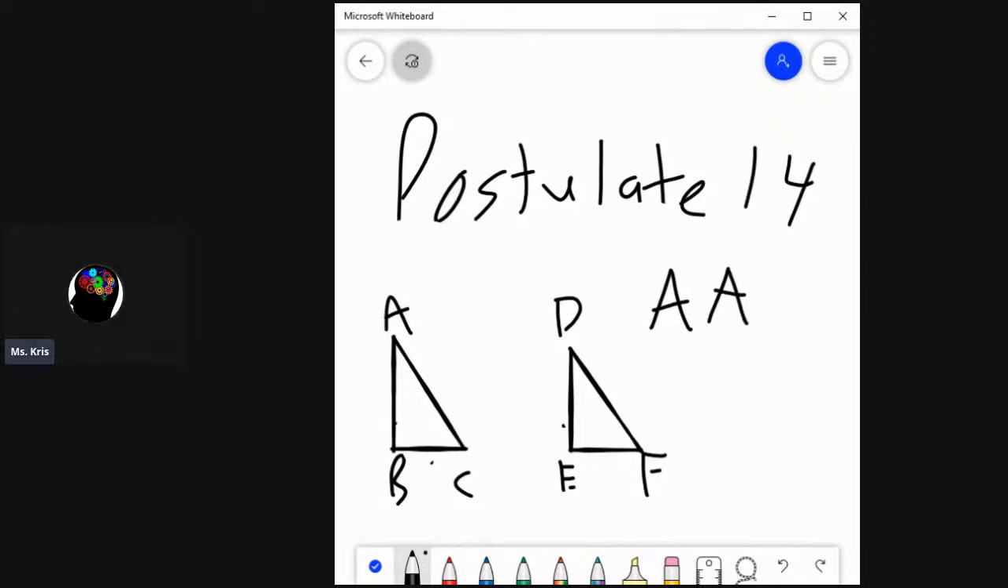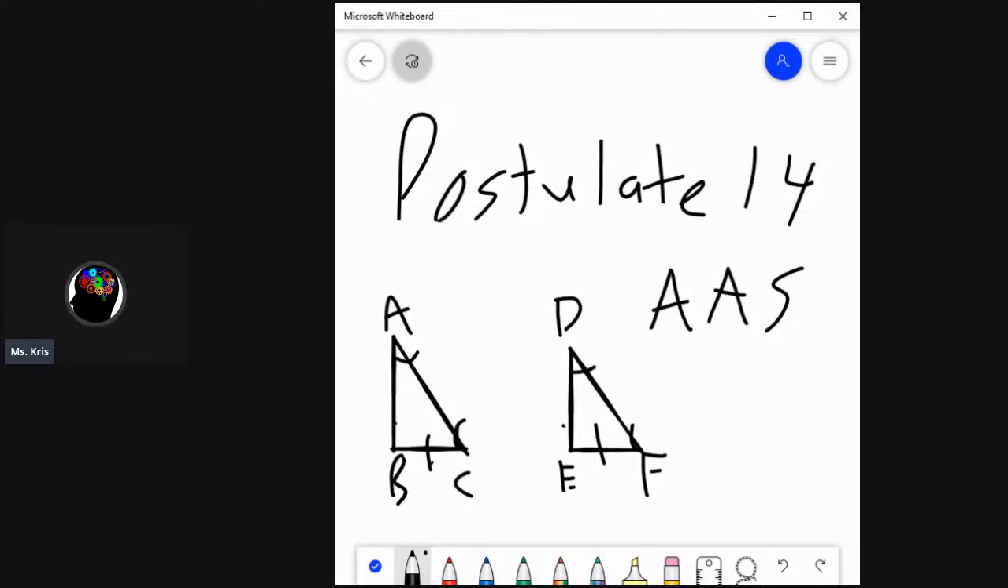Well, the theorem of angle, angle, side. All that means is if I have two corresponding angles and a side, I can prove my theorem of triangle congruency by saying the theorem angle, angle, side, which is if two angles and a non-included side of one triangle are congruent to two angles and a non-included side of the second triangle, then they are congruent based on angle, angle, side.